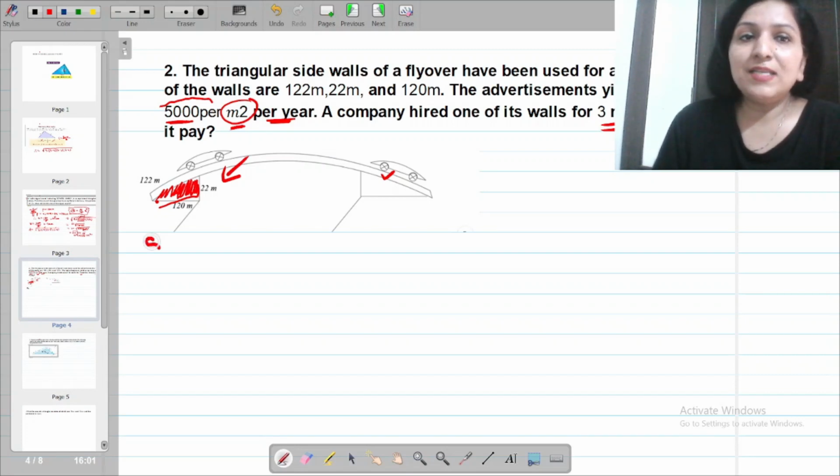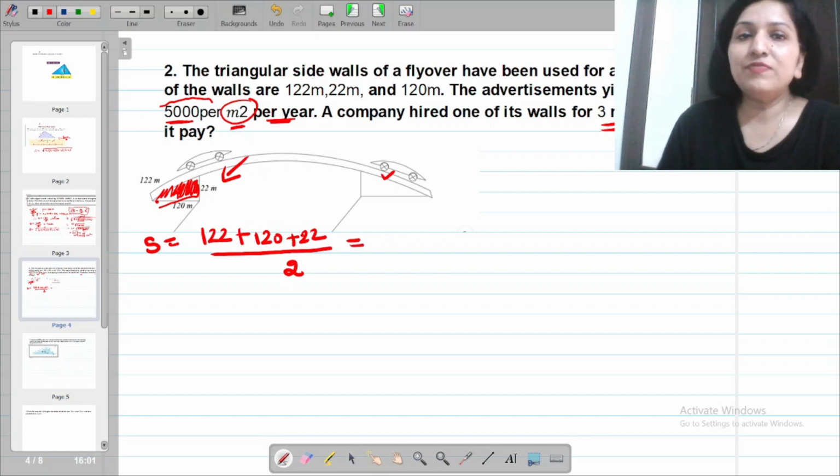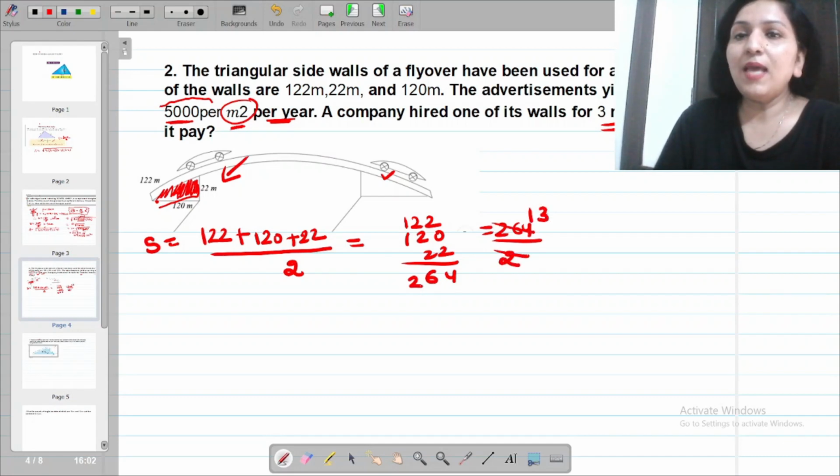So step number 1 is, we'll be finding the area of this triangular wall using Heron's formula. First of all, find the semi-perimeter. Semi-perimeter is the sum of all the 3 sides, 122 plus 120 plus 22, divided by 2. Let's first calculate: 122, then 120 and 22. It is 4, it is 6, and this is 2. So that means 264 divided by 2.